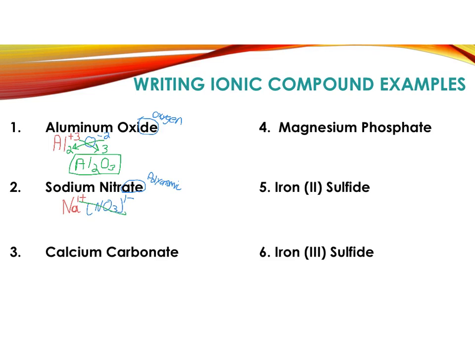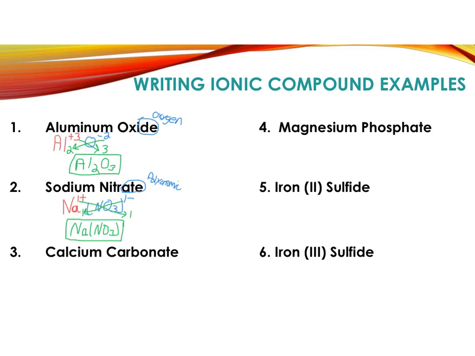So now we crisscross just the 1's. And if you have 1s as subscripts, you do not have to write them, so I get NaNO3. I like to keep my polyatomic ions in parentheses all the time, but if there's only one of them, you do not need to have it in parentheses.